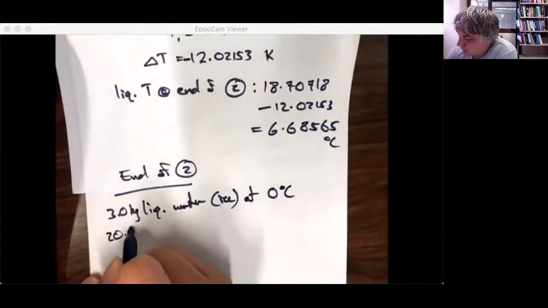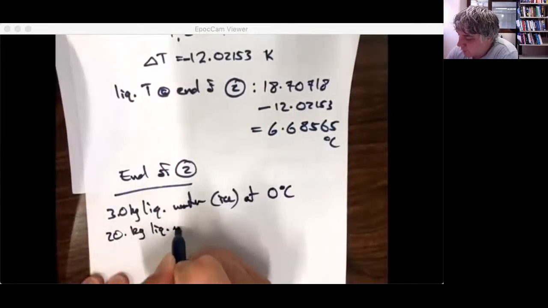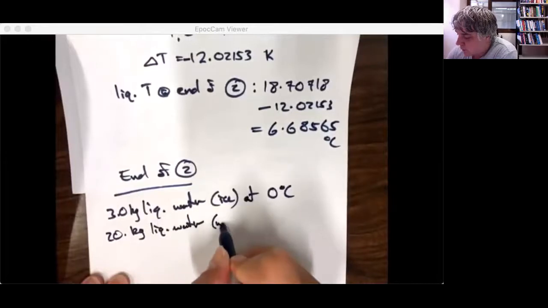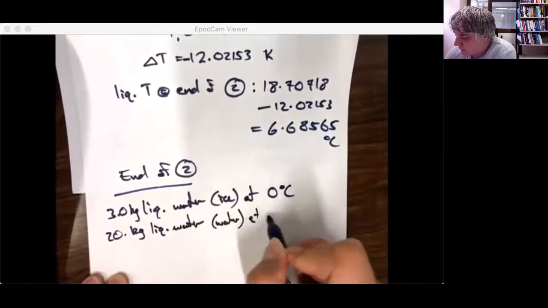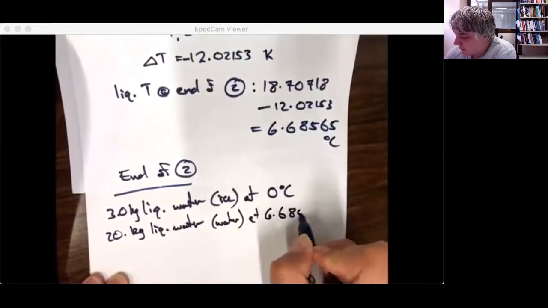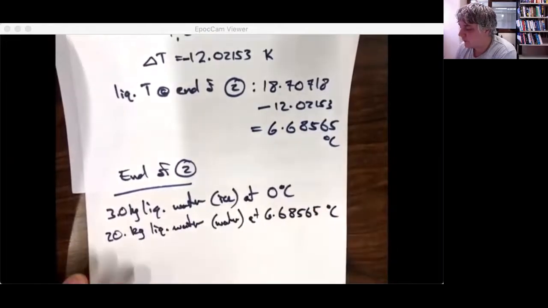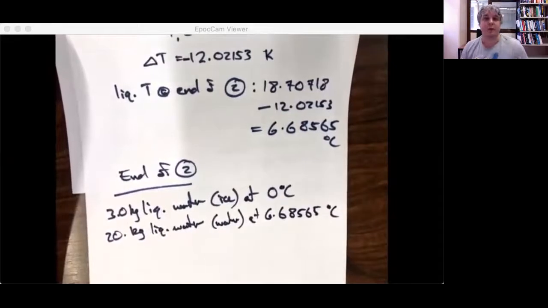And we've got 20 kilograms of liquid water, which was always the water, at 6.68565 degrees Celsius. So step 3 is that these two bodies of water will come to thermal equilibrium. They'll exchange energy until everything's all at one average temperature.